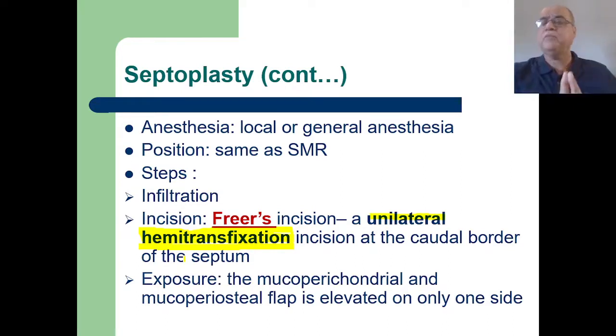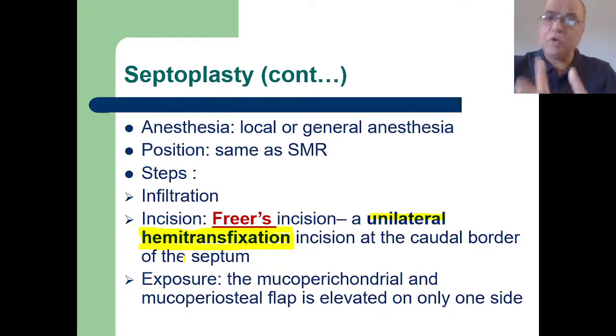Rest of the mucoperichondrial flap, no need to raise that even, isn't it? So there can be, and for example, we can use the Killian's incision also, because if the nasal septum deformity is more posteriorly, we can use a Killian incision. We can remove that deflected part posteriorly, or we can realign that deflection, and then we can do it.